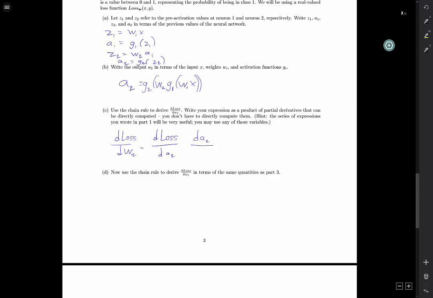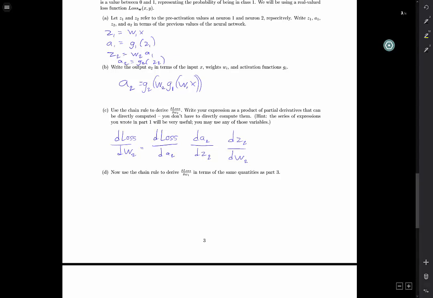Now what is A2 defined in terms of? Well, it's defined in terms of Z2. Now we put that on top according to the chain rule. Now what is Z2 defined in terms of? Well, it's defined in terms of W2. Now if you do dimensional analysis, the A2's cancel, the Z2's cancel, so on the right side we really do get d loss dW2.